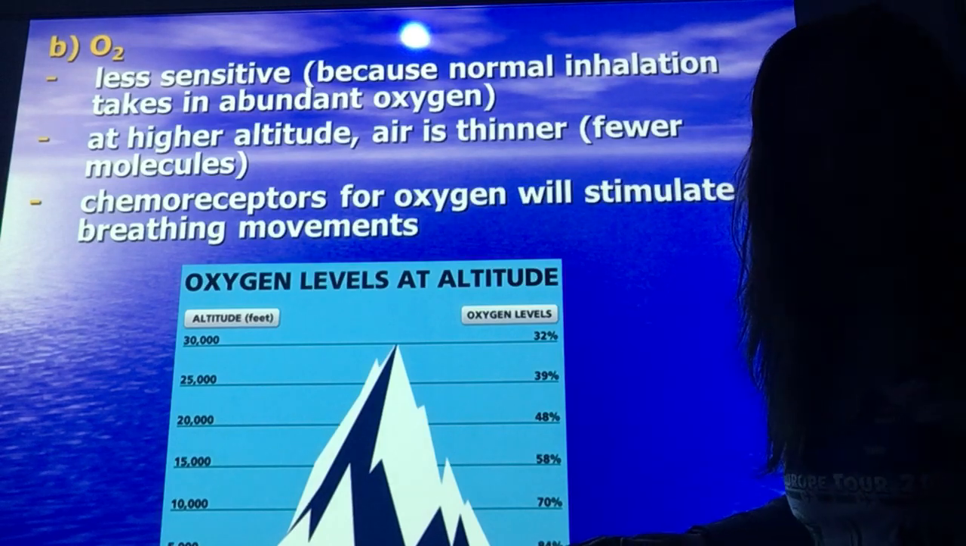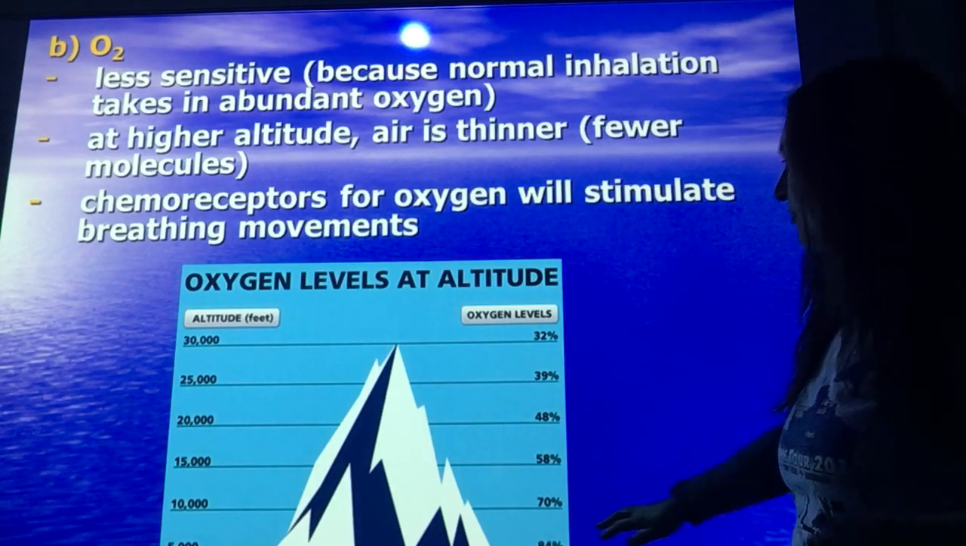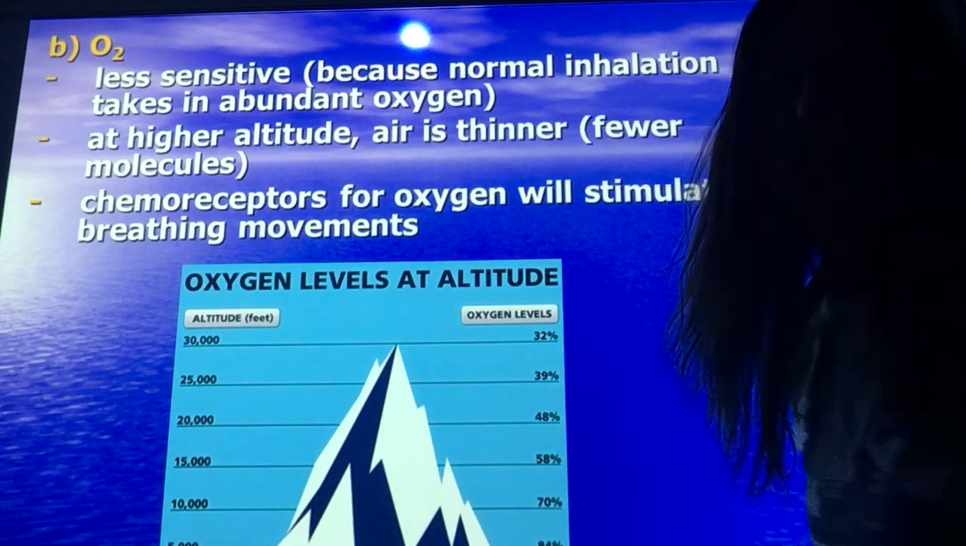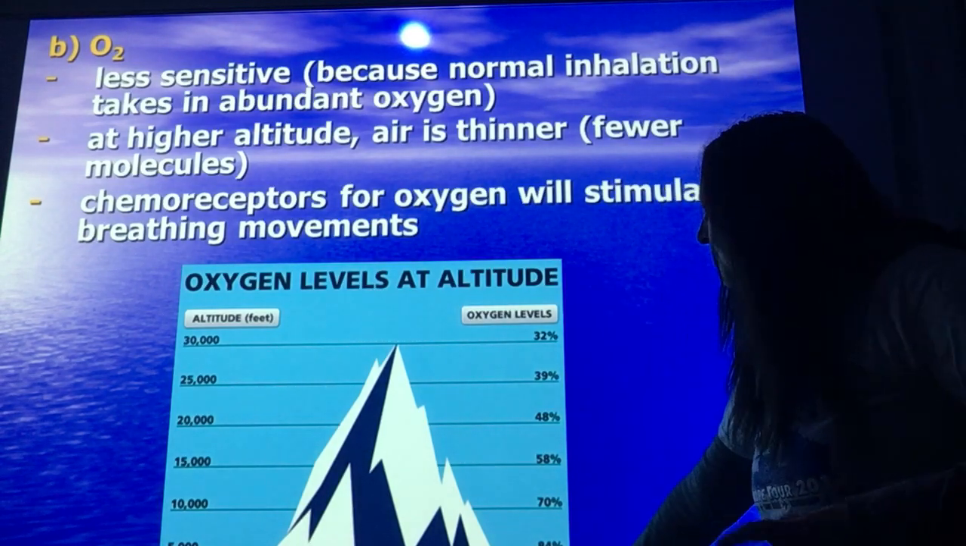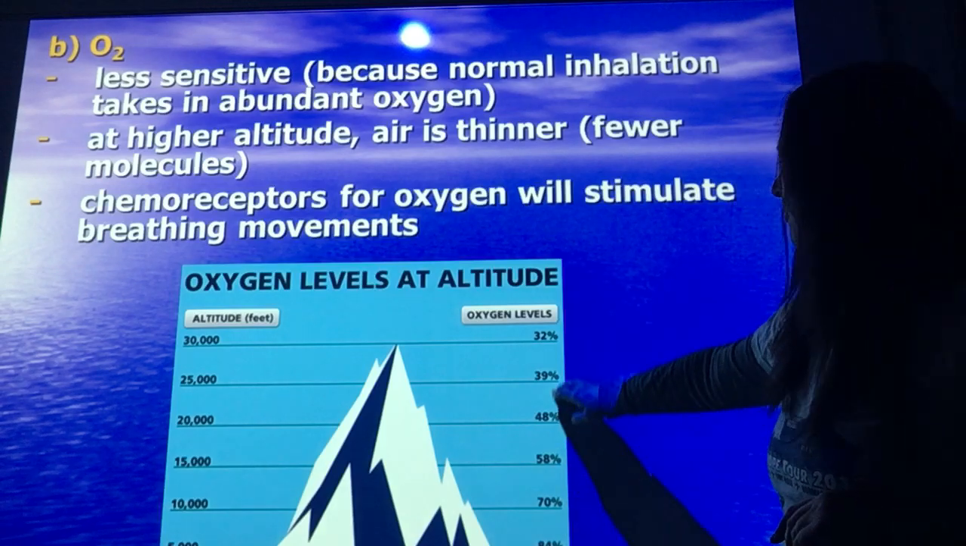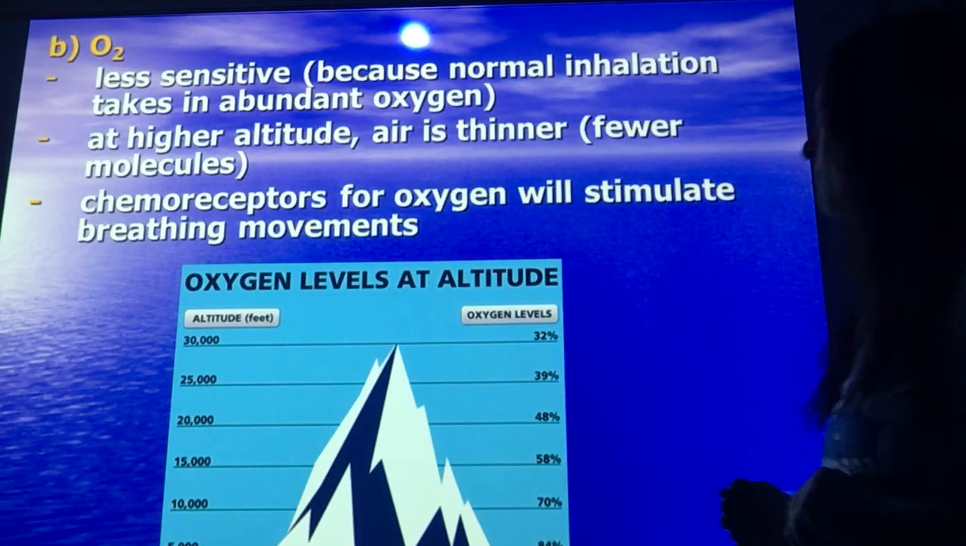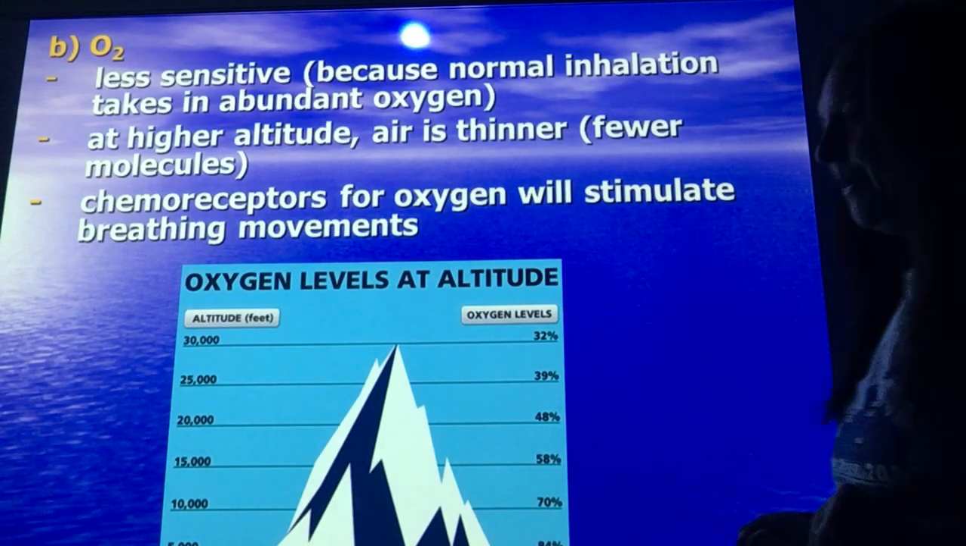So where we are at sea level, usually it's fine. But when you go very high, that's when you get a drop in oxygen. So look, again, it's cut off, but in your notes, at sea level, 100% oxygen levels. If you go all the way up to high, 32% only oxygen levels. So that's when your chemoreceptors for oxygen would kick in.